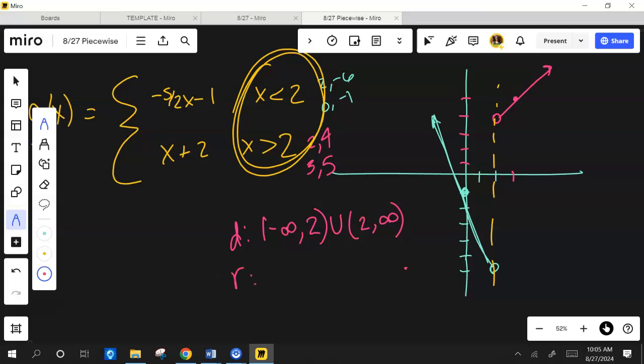Well, what did you get for the range? What's the lowest it goes? Negative 6 with a parenthesis up to, yeah, that's right.